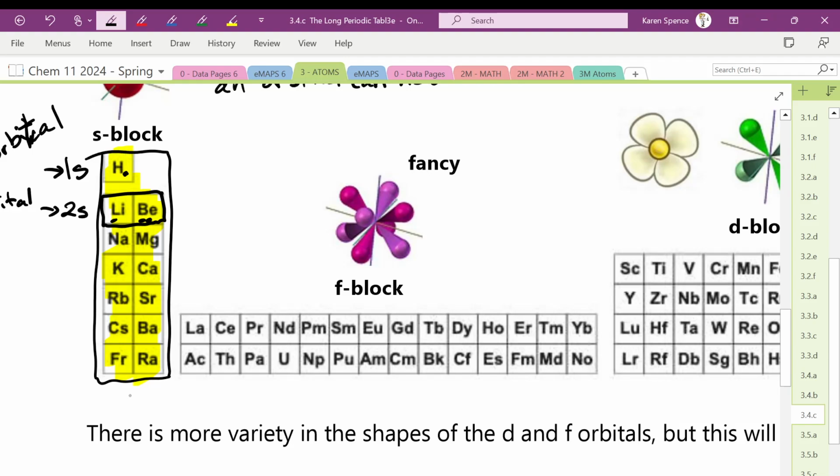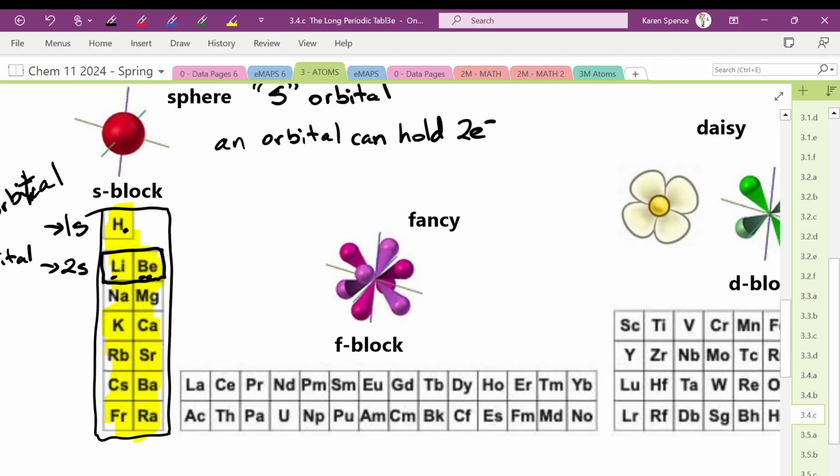Do you remember over on the left-hand side of the periodic table where we had 2 things? That is when we're filling up that one spherical orbital at any given energy level. And so it can only hold 2 electrons. So you're filling up the s block.